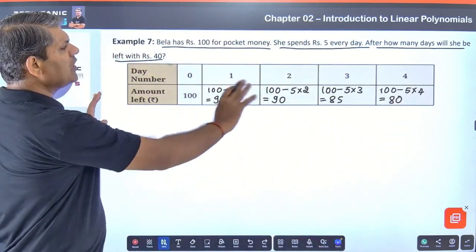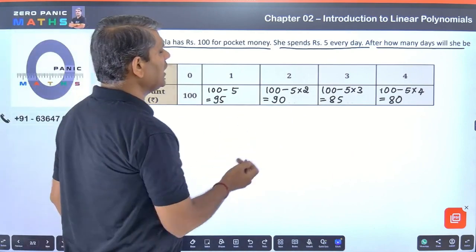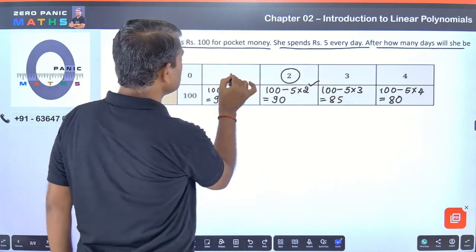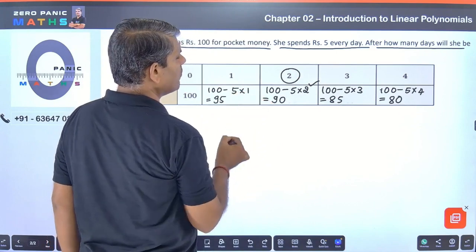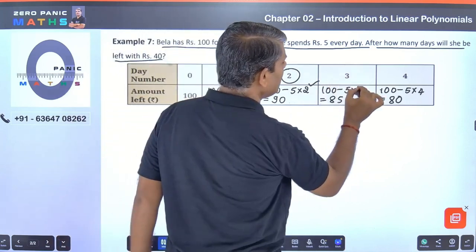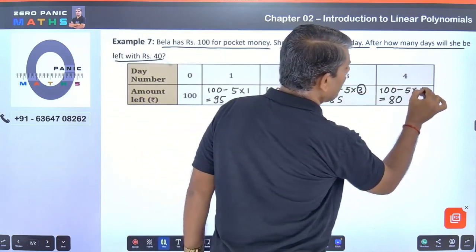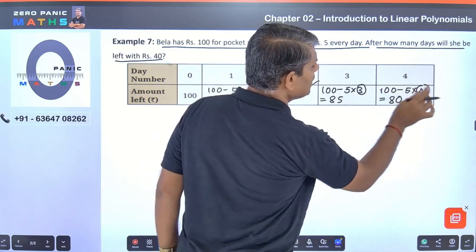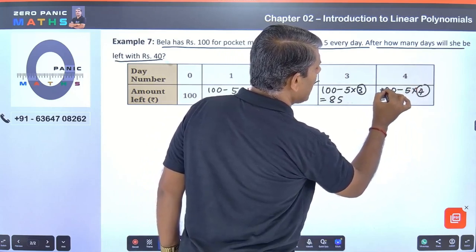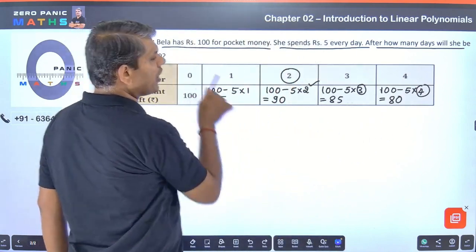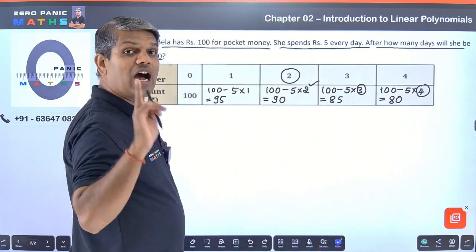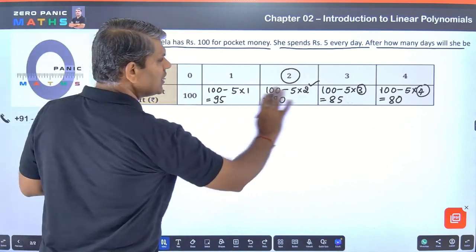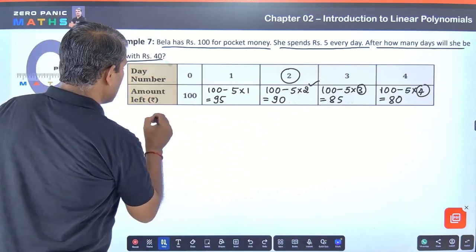Now continuing in this fashion, on the nth day, if you observe here, on day 2 it is multiplied by 2, on day 1 you can say 5 multiplied with 1, on day 3 we are multiplying with 3, on day 4 with 4. All the other values in this equation are constant only. It is 100 rupees, which is her initial pocket money, and 5, which is the amount that she is spending every day.